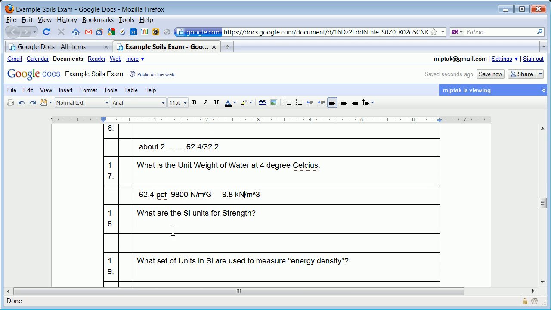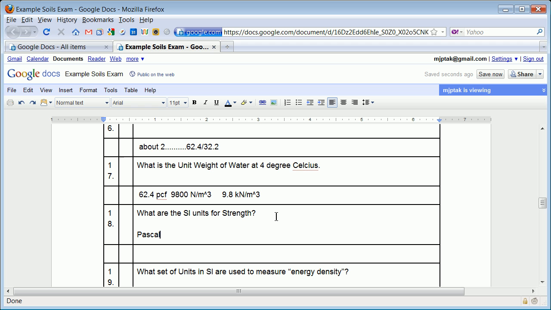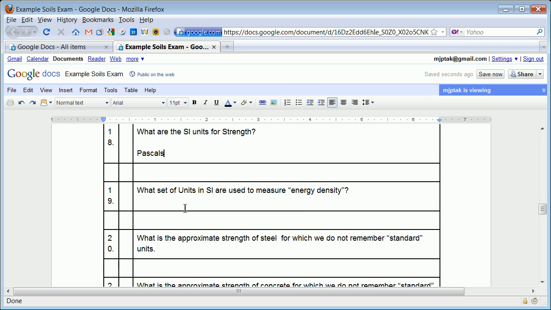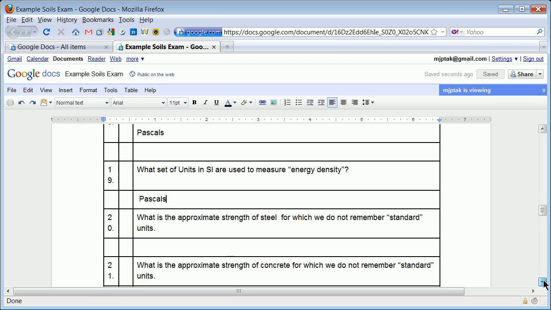What are the SI units for strength? Strength and pressure are the same thing. Remember, pascals. The other ones would be pounds per square foot, though we often talk about it in other ways. Units in SI for energy density, yes, of course, it is the same. Pascals. This means newtons per square meter. This means joules per cubic meter.